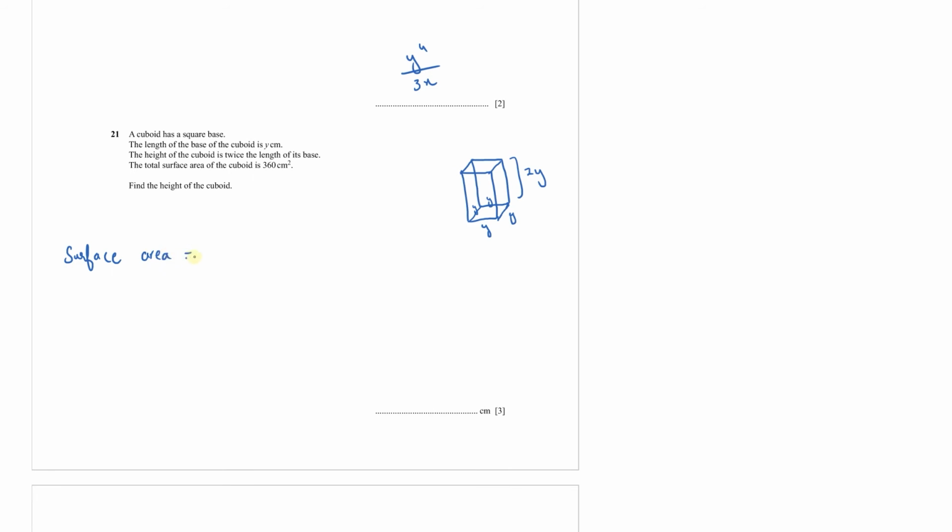So surface area is, let's start with the base and the top. The base has sides y and y, so the surface area of the base will be y squared. And since there are two such sides, the bottom and the top, I'll multiply it by 2 to get 2y squared. Plus, let's look at the front and the back. One side is y and the other side of the front is 2y. And the back is also the same. So this will be 2 times 2y times y.